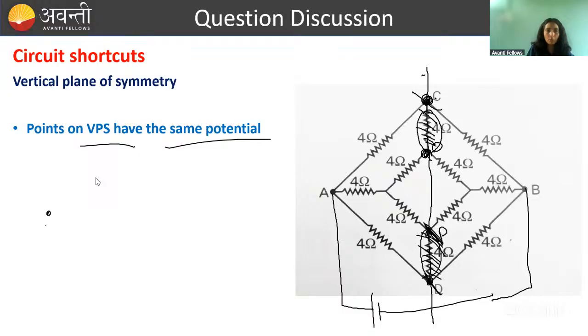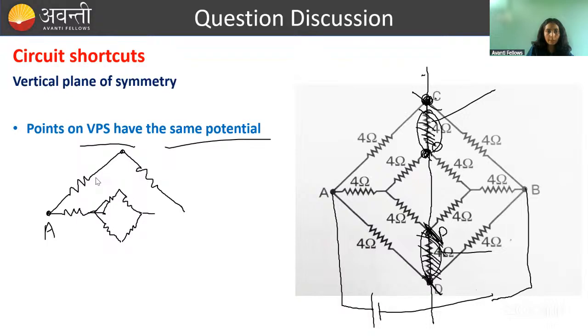Now look, it will take me time to redraw this. You also redraw it in your copies. Okay, you also draw. Okay, what is everyone getting? We are going to remove this 4 ohm and this 4 ohm. Okay, like this. And this will look like what? Again 4 here, and again this is 4 here. And this is your A, this is B.